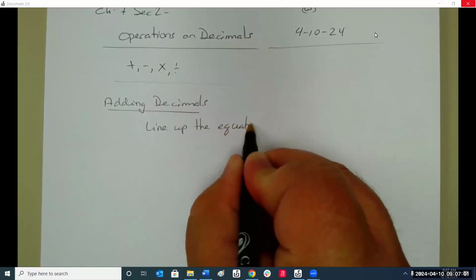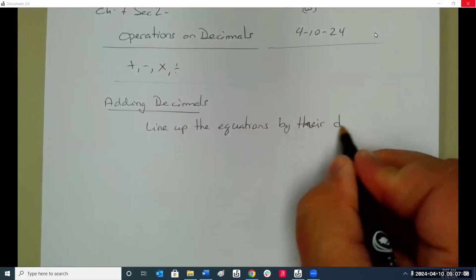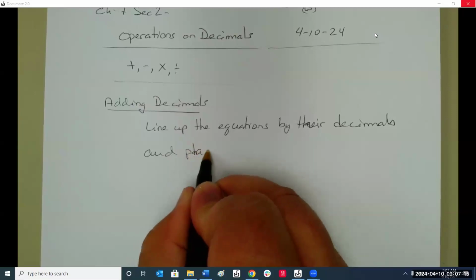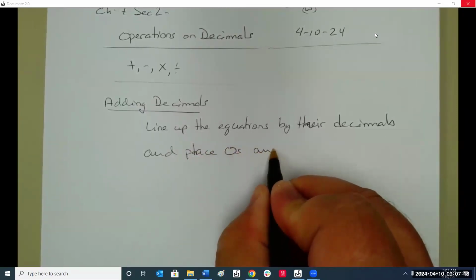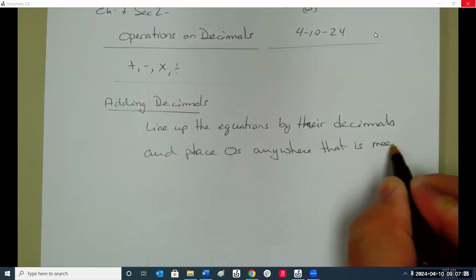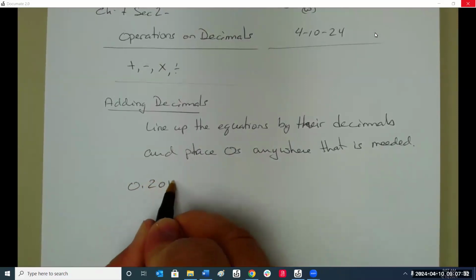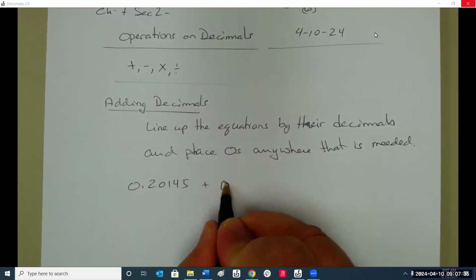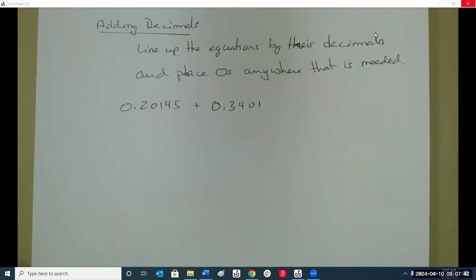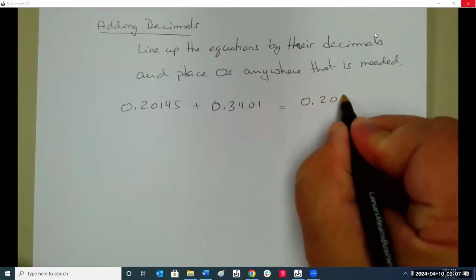Very good. And place zeros anywhere that is needed to make them equal, the same. So we line up the decimals.